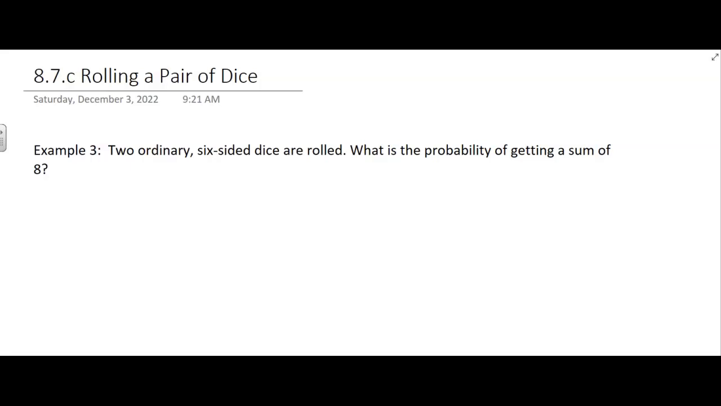It says 2 ordinary 6-sided dice are rolled. What's the probability of getting a sum of 8? So you have one die, and then you have 2 dice. Okay, and these are just normal dice, not like how I have drawn.